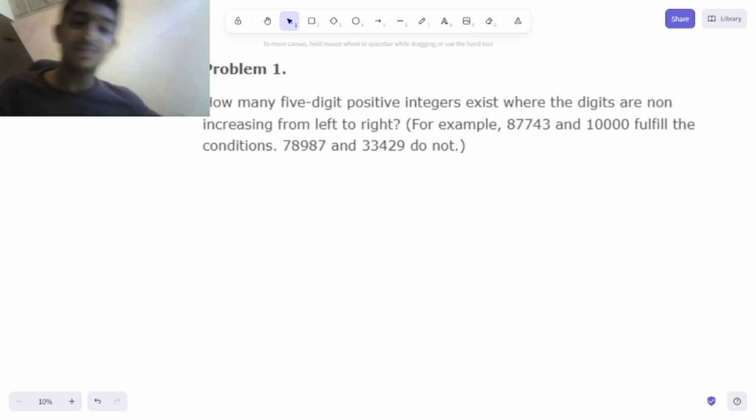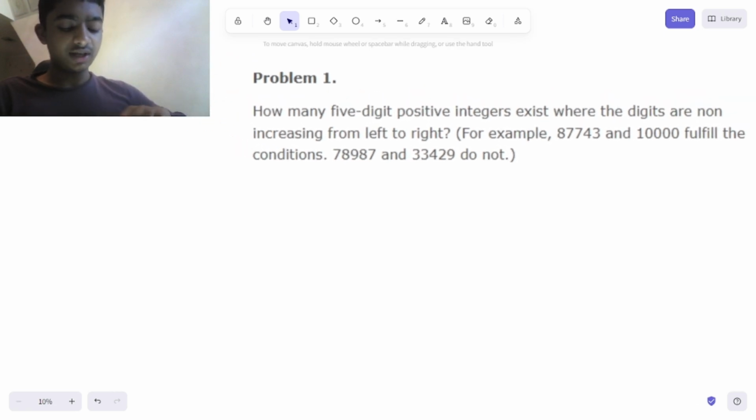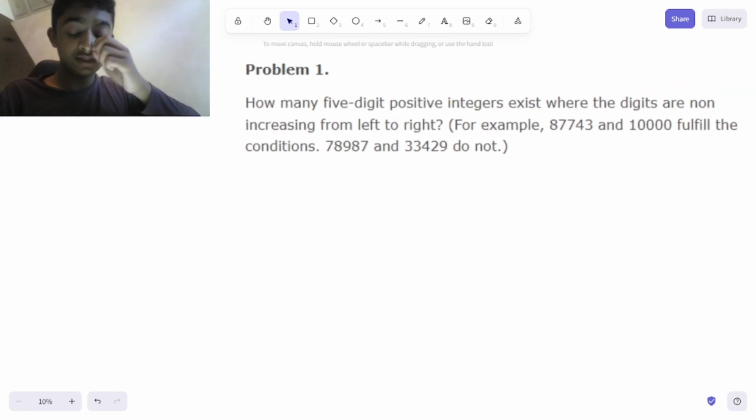Hi, I'm going to start this problem now. How many 5-digit positive integers exist where the digits are non-increasing from left to right? For example, 87,743 and 10,000 fulfill these conditions, while 78,987 and 33,429 do not.